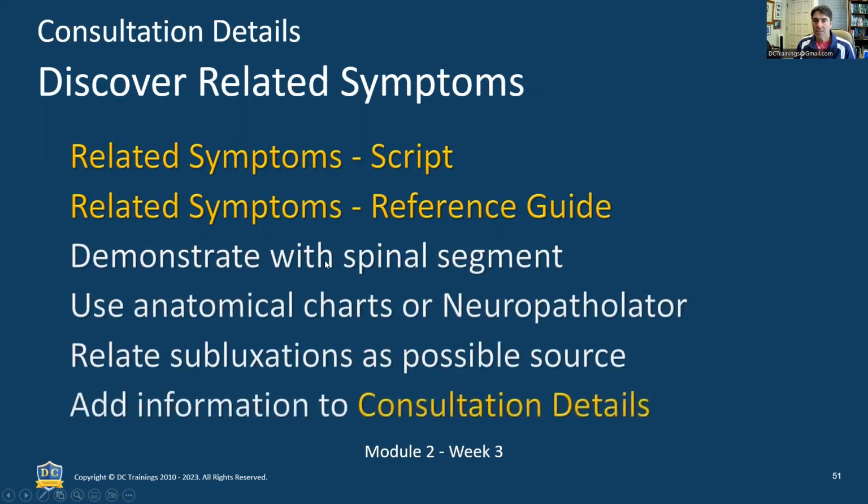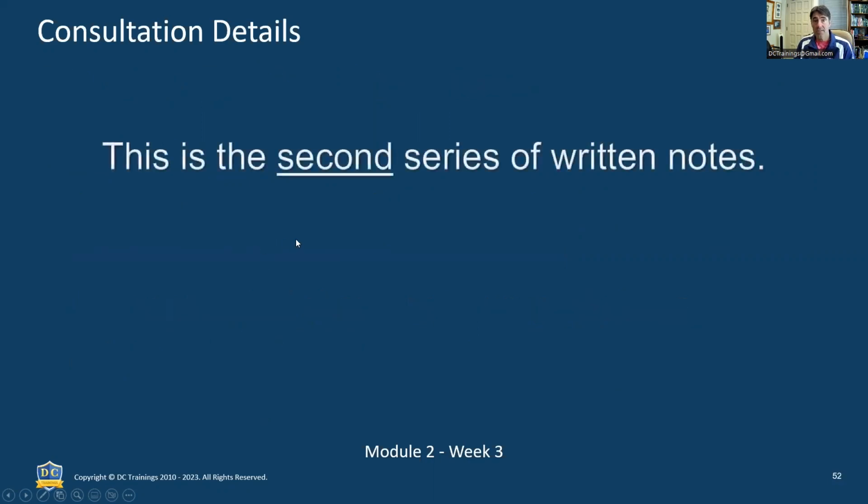So we demonstrate that with the spinal segment. That was on the video. Use your anatomical charts and neuropathylator. Relate subluxations as a possible source. And then we add that information to the consultation details, which is the second series of written notes. So the first series we did was the top section on the chief complaint and the opinions of chiropractic care.